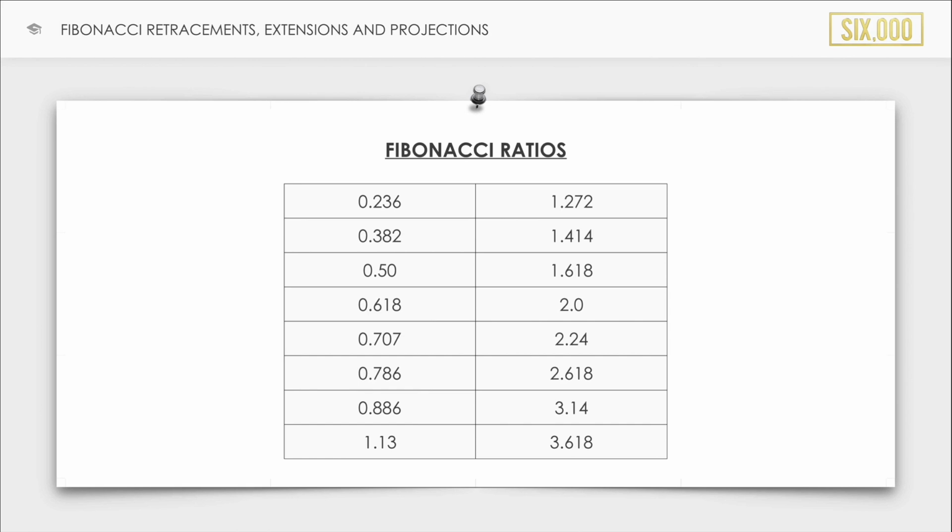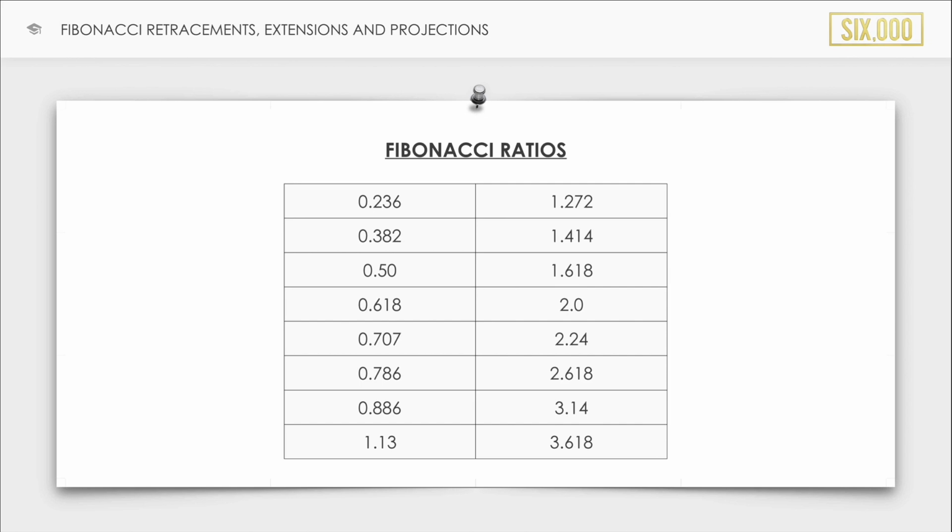So we have 0.236, 0.382, 0.50. Again, these measurements can be converted to percentages. Like I mentioned in the retracements, if you're measuring X to A to get a retracement, which is less than 100%, this could be 50%. So 0.50 is 50%. We then have 0.618, 0.707, 0.786, 0.886. Then you would have 1.0. That would be 100%.